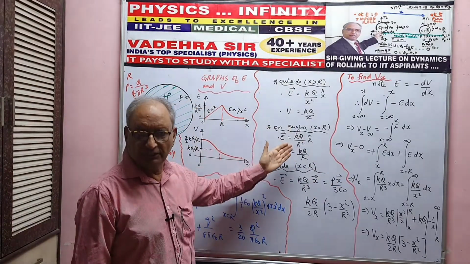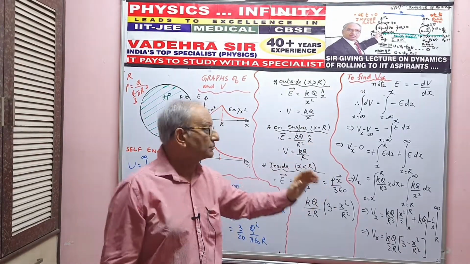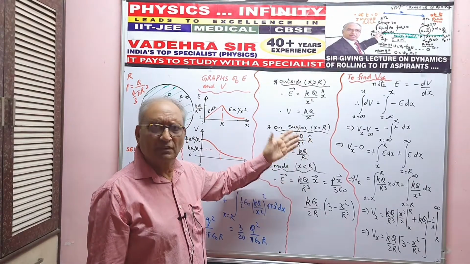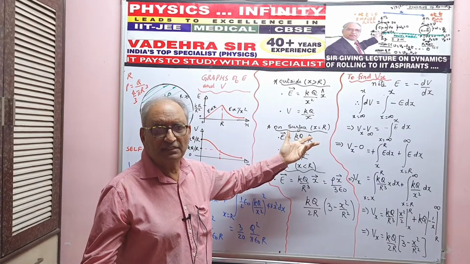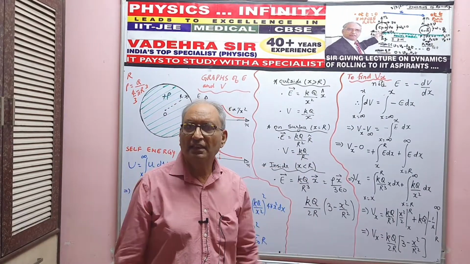I take it on the surface. On the surface, when x is equal to R, once again no difference. E is kQ by R square, R cap. Same was the expression for the charged conducting sphere, and potential was kQ by R. Here also it is the same.